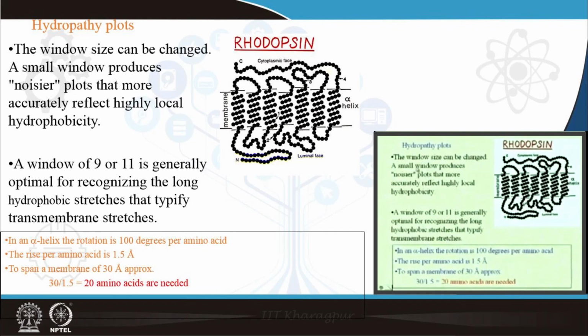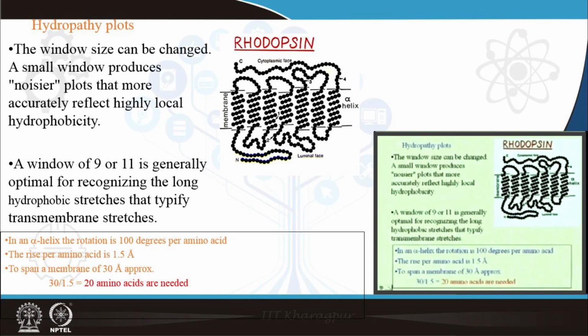Okay. Now basically you understand that you can change the window size. We can make it a 9 residue window or an 11 residue window. We make it an odd residue window so that we can assign it to the central amino acid. Usually what happens is if you have a small window, you have noisier plots. We'll look at a plot and see what it looks like. This is usually 9 or 11 is used. We have used 7, but that's fine.